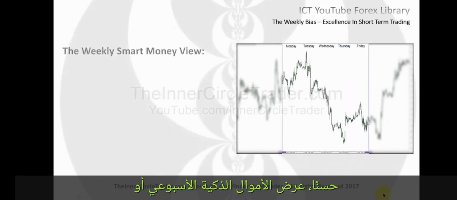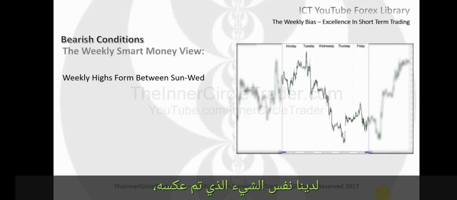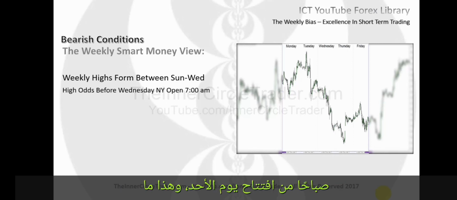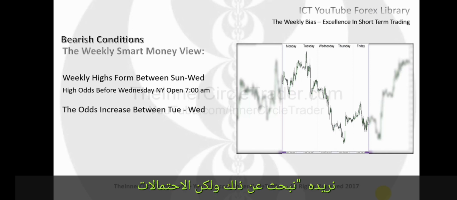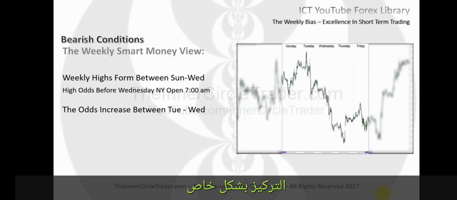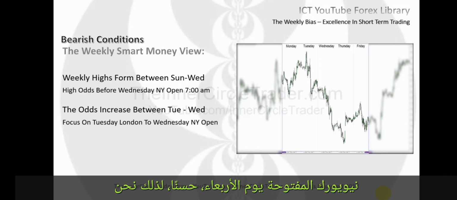Okay, the weekly smart money view for bearish conditions. You can see here we have the same thing, just reversed. We're looking for the weekly high to form between Sunday and Wednesday. High odds between Sunday's opening and Wednesday's New York Open, 7 a.m. That's what we're looking for. But the odds further increase between Tuesday's and Wednesday's trading, specifically focusing on Tuesday's London Open to Wednesday's New York Open.